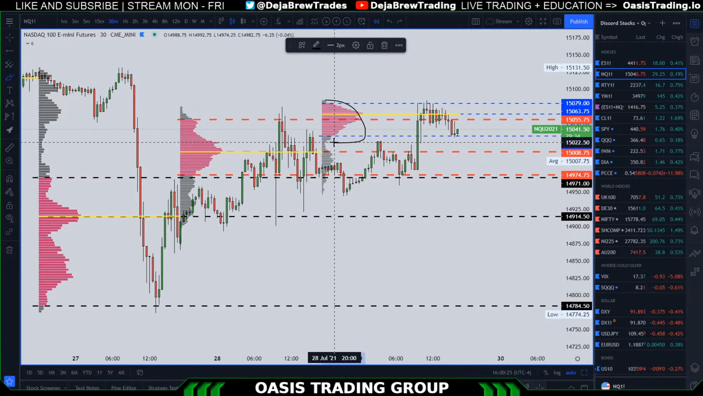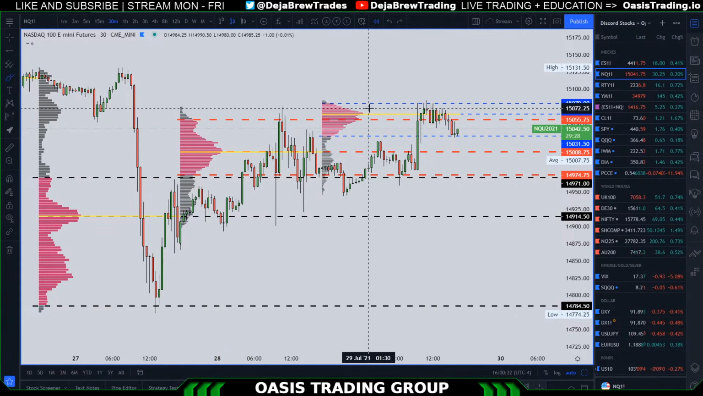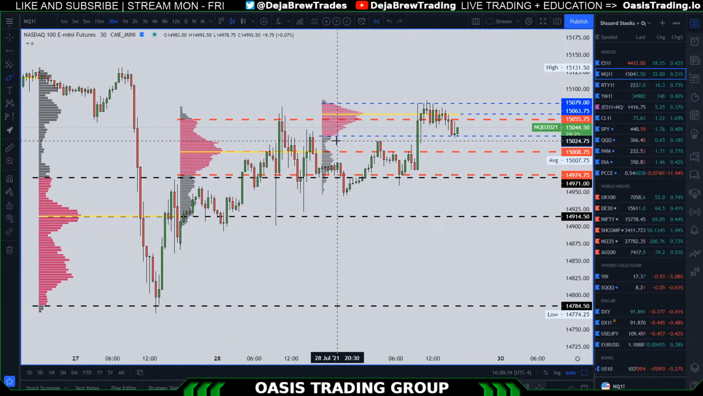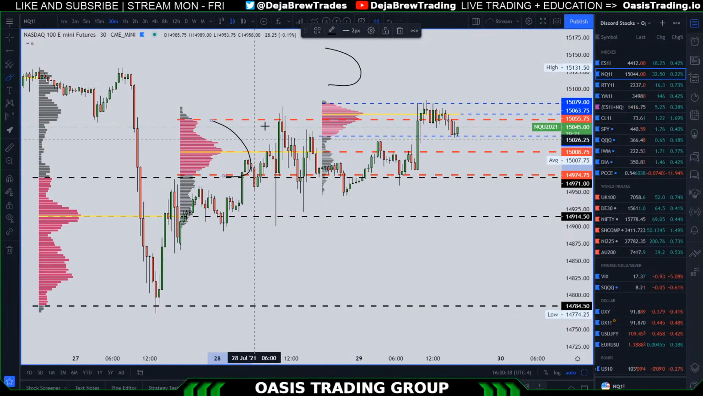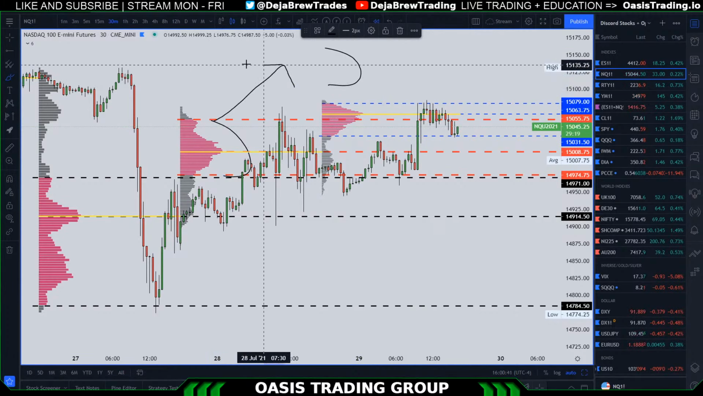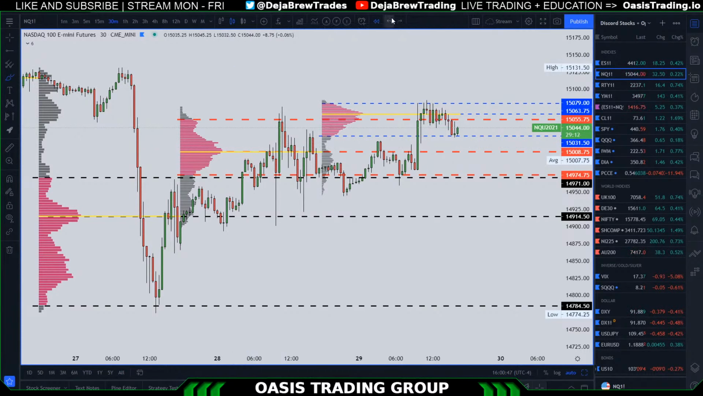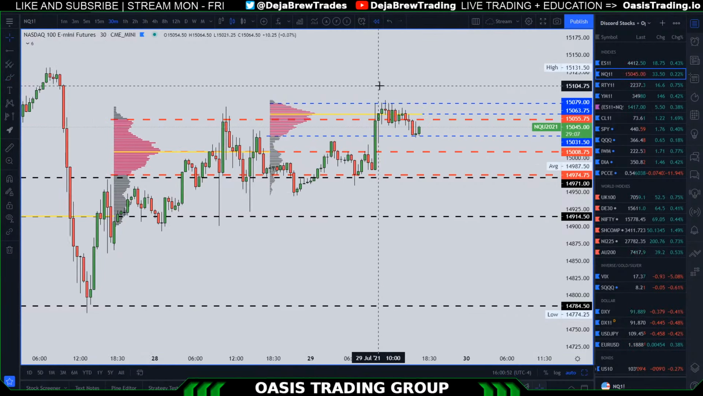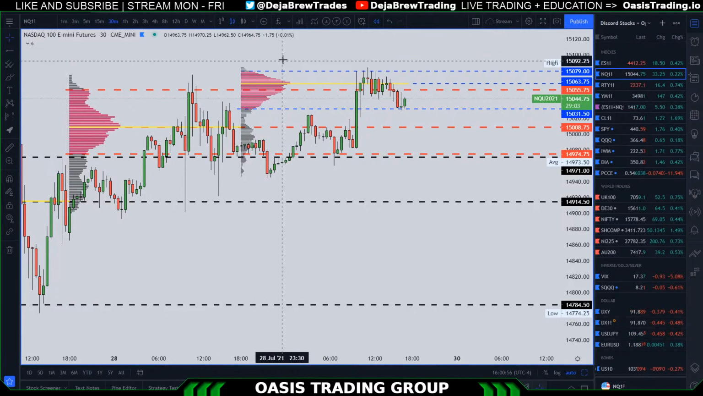If the value areas, I should say, are overlapping, it's an inside day. An outside day would be like if the entire value area was up here and then this value area was down here. The entire value area is outside of this day. So it's an outside day. Those are stronger, I guess you would say. So today is trying to break out, but it's just not there yet.